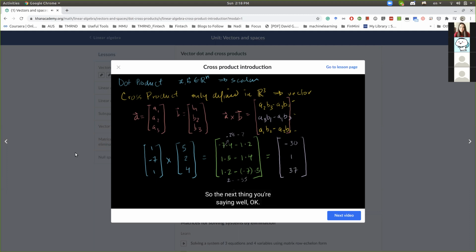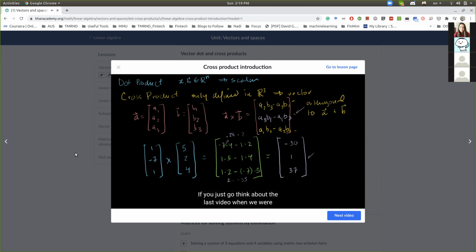So the next thing you're saying is, well, okay, I can find the cross product of two things, but what is this good for? What does this do for me? And the answer is that this third vector right here, whether I stay in the abstract case or the case with numbers, is orthogonal to the two vectors that we took the cross product of. So this vector right here is orthogonal to A and B, which is pretty neat.